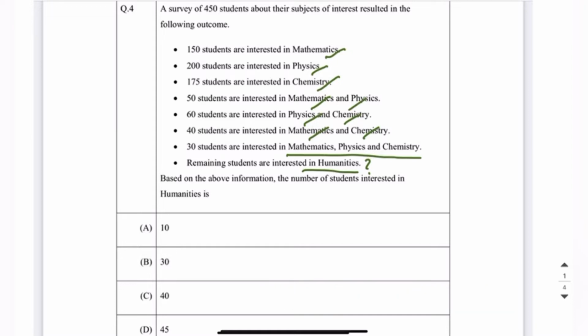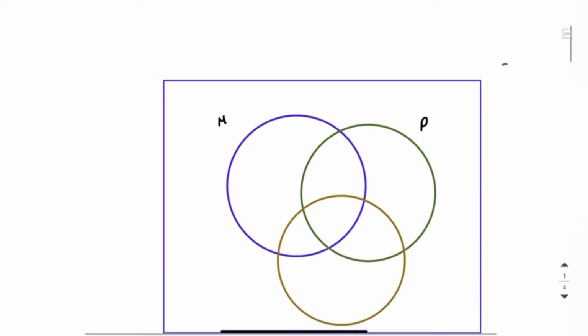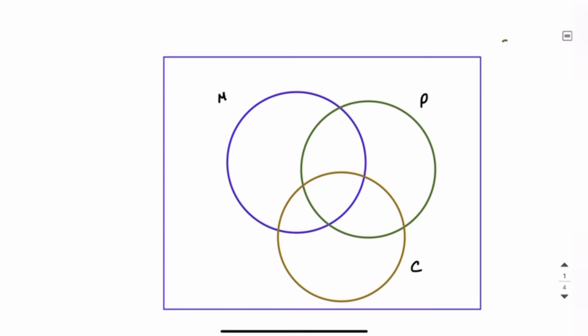So let us understand the procedure to solve a problem with the help of a Venn diagram, and it is quite simple. You have to just understand the process. Since these are three subjects, we have to draw three circles. Let's say this circle is for mathematics, this green circle is for physics, and this yellow circle is for chemistry. Now this region is a common area for all the three circles, that is physics, chemistry and math.